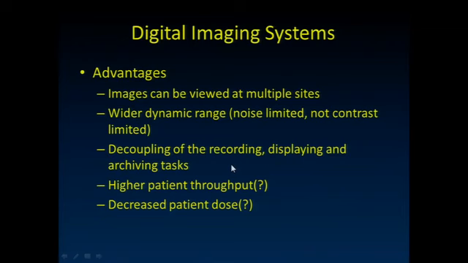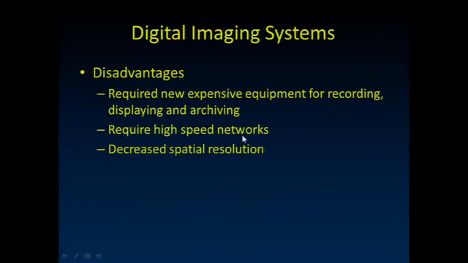It used to be you had one piece of film. The image was recorded on that piece of film. You had to read that piece of film. That piece of film was stored in a jacket for archival purposes. Right now, multiple people can all be looking at the image simultaneously. People thought it would lead to higher patient throughput and decreased dose. Sometimes some of the things you think might happen don't quite happen as well.